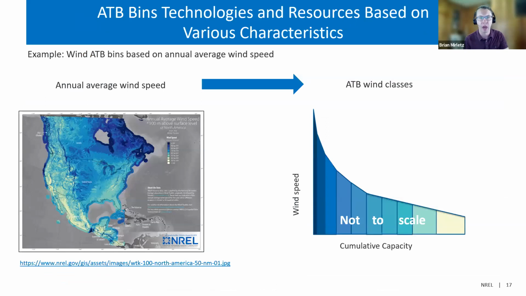Here's an example of how those bins are defined for land-based wind. On the left, you see the average annual wind speed for 100 meters above surface level in North America. And then we use that in order to develop a supply curve. And you can see an example of how those might be binned based on the availability of resource along the cumulative capacity of the supply curve. Generally, we have a little bit more density in the higher resource classes that are more likely to be built, and a little bit less density in the bins in the lower resource classes.